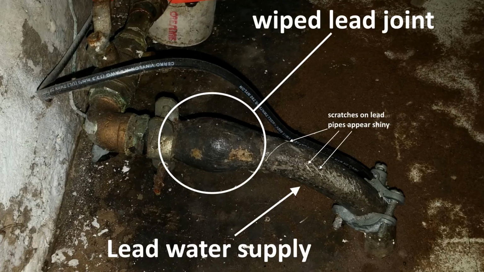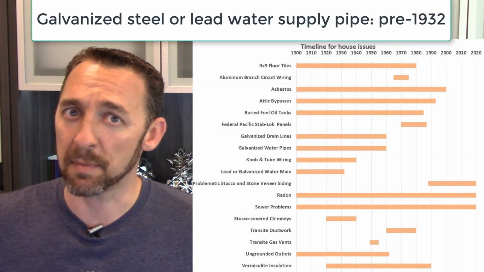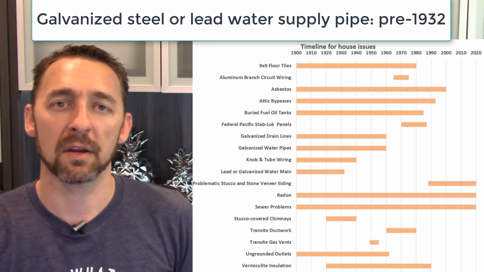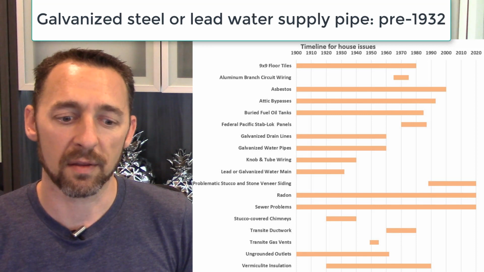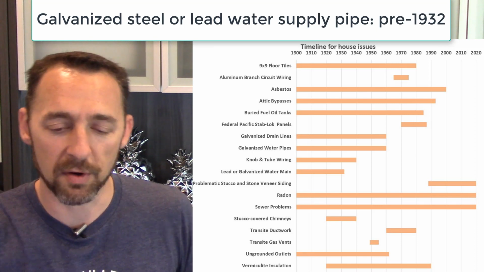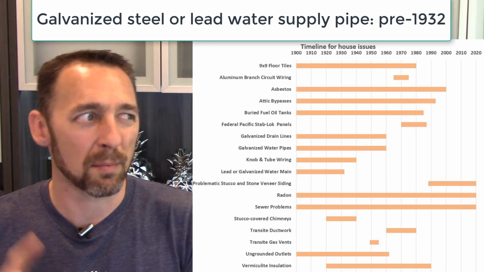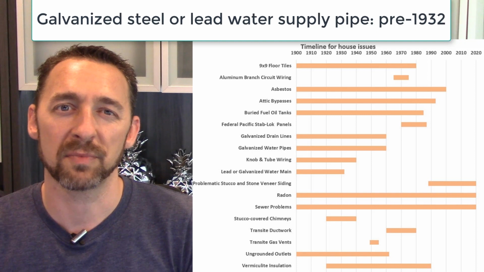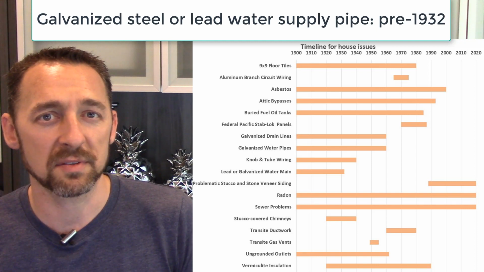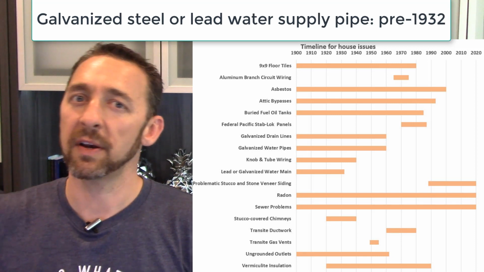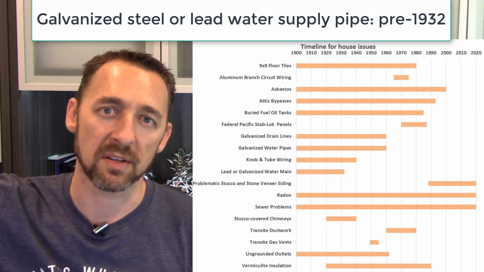Next one would be a galvanized steel or lead water supply pipe. Not the same as distribution piping found throughout the inside of the house, but it's actually the main water line coming into the home. And those are problematic for various reasons. We find those in homes built before approximately 1932, depending on the city. In Minneapolis, we'll find it in homes built before 32. In St. Paul, we'll find it in homes built before 1926.